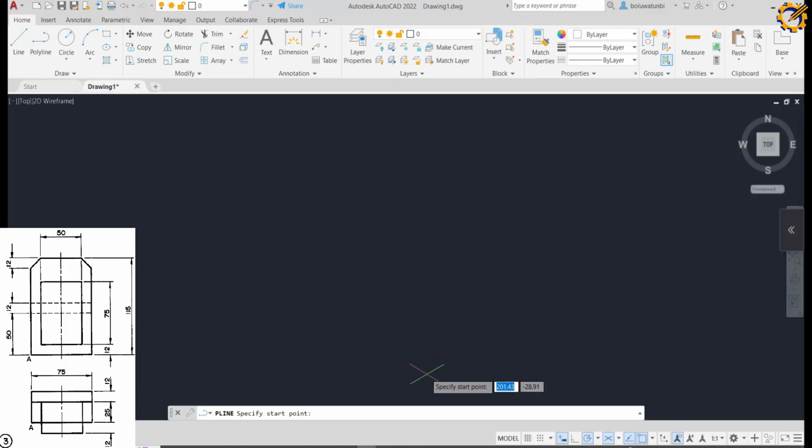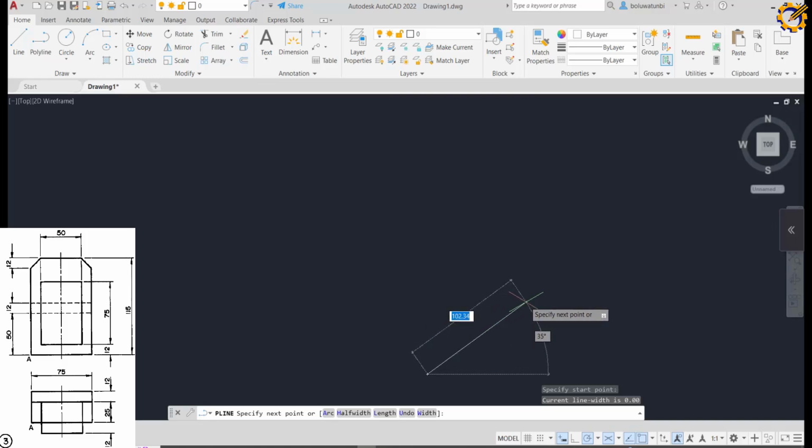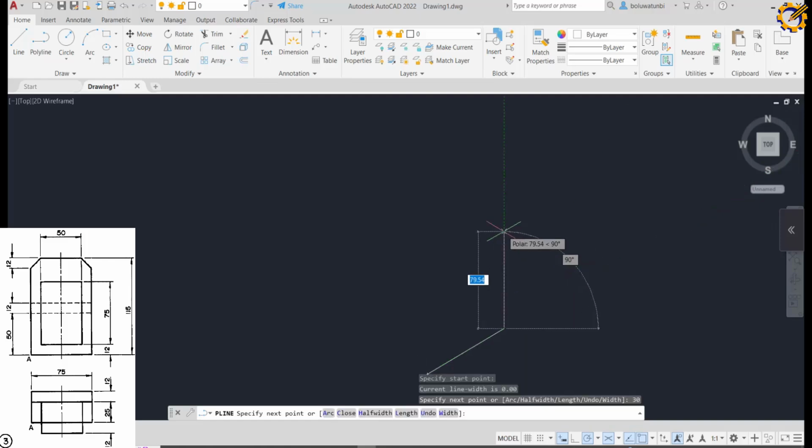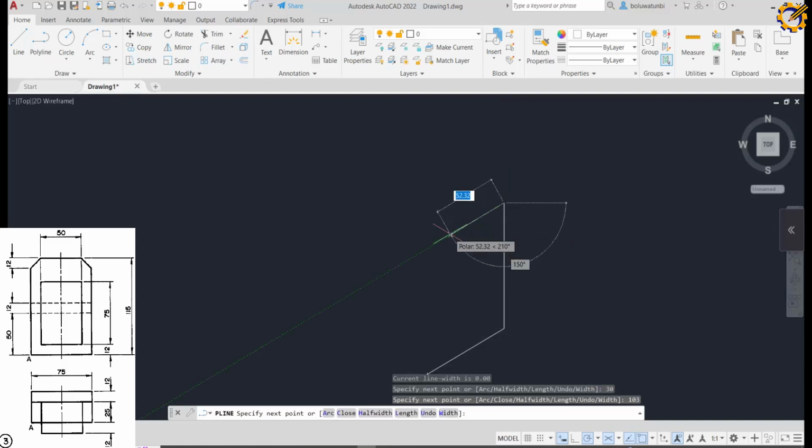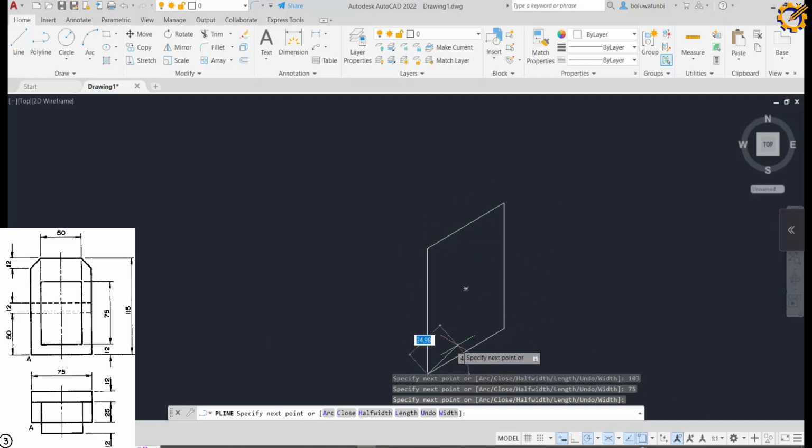Alright, so from this starting point, making it as our lowest point, a distance of 75 at an angle of 30 degrees. Then a height of 103, enter. Distance of 75, enter. Then all the way back here, like that.